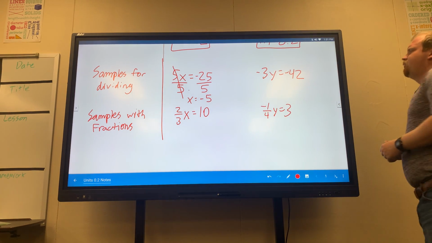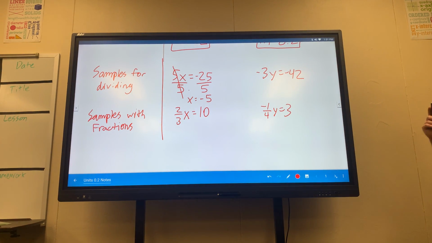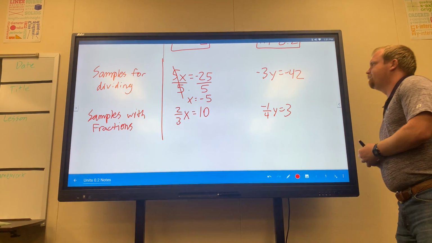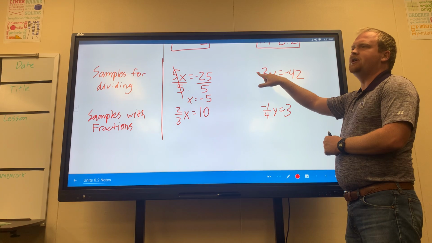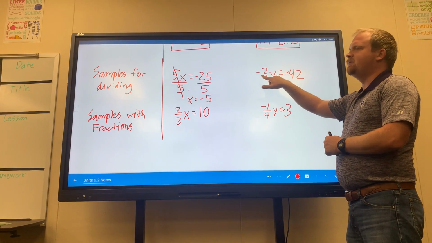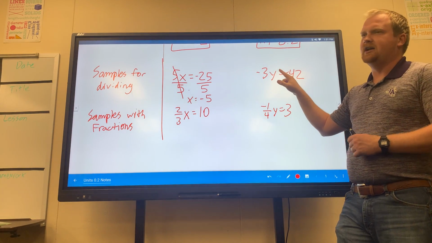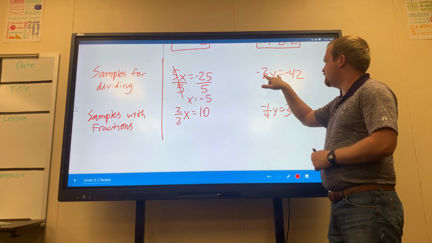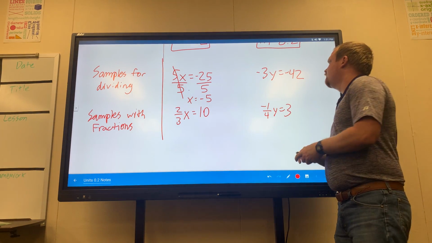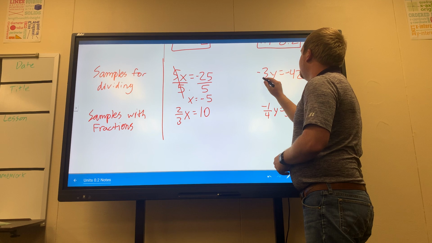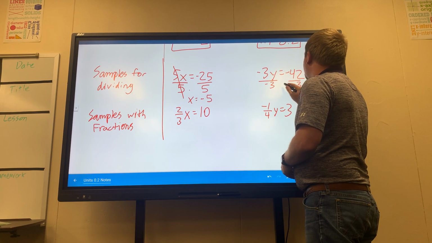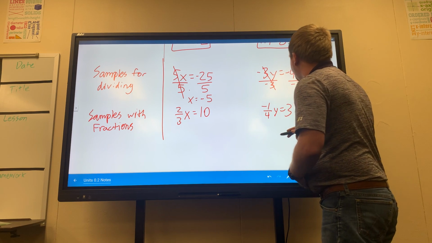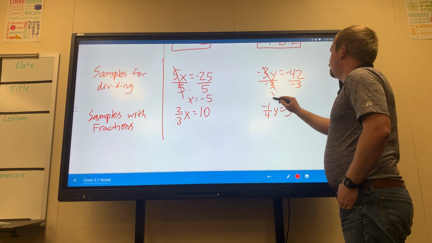Next, I'm going to have negative 3 times y equals negative 42. So remember, I got to get rid of this negative 3 somehow. The inverse operation for multiplying, since they're multiplying to each other, is dividing. So I'm going to divide negative 3 to both sides. So this cancels out, and I'm left with y.